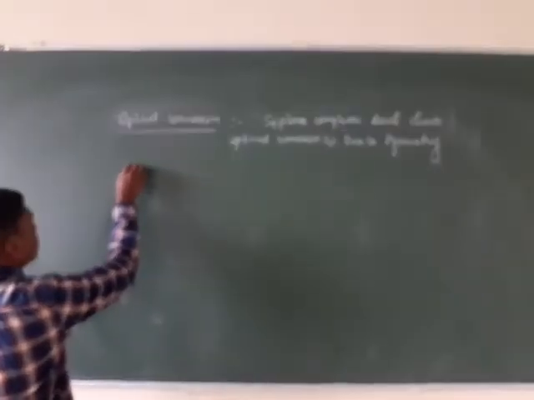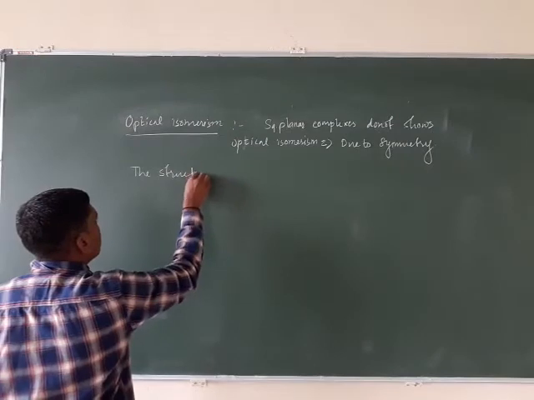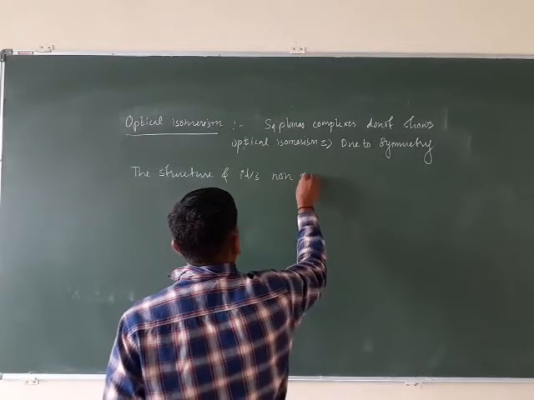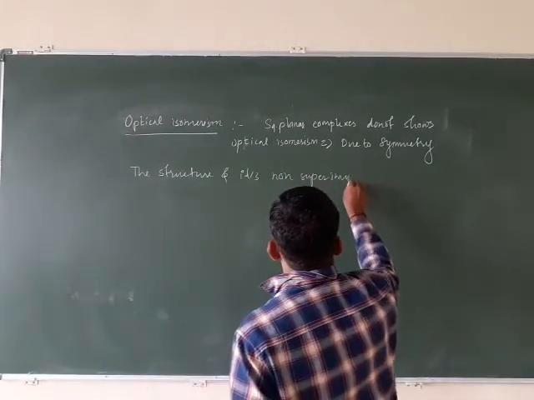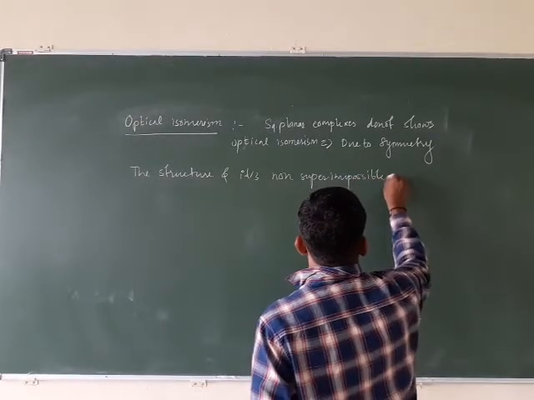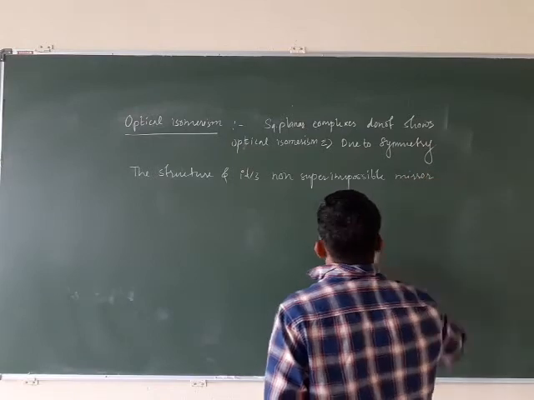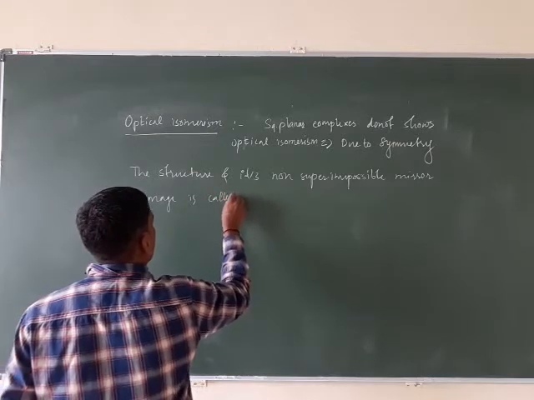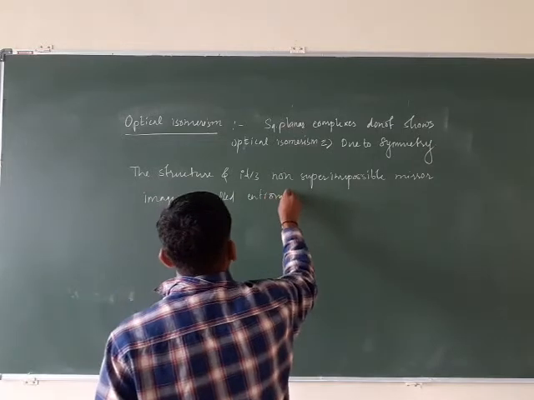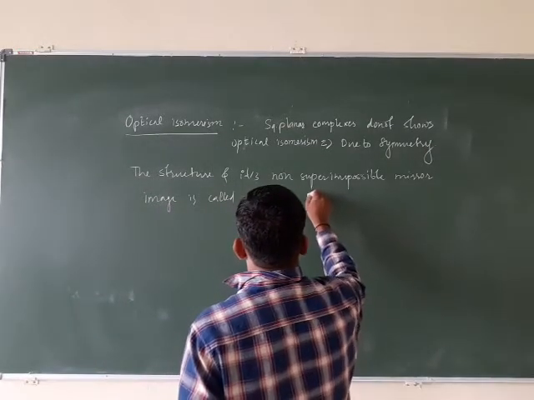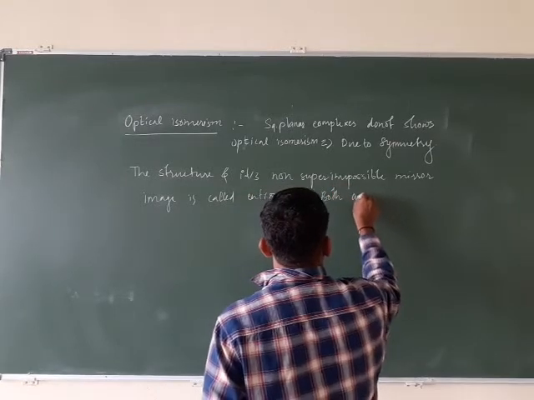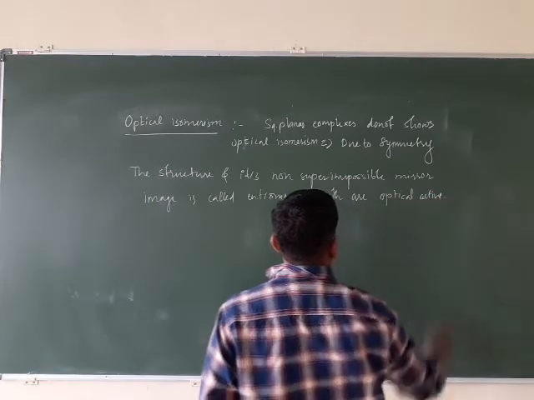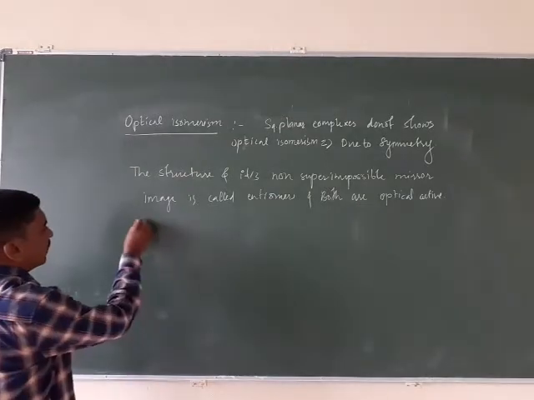So the structure and its non-superimposable mirror image are called enantiomers, and both are optically active.